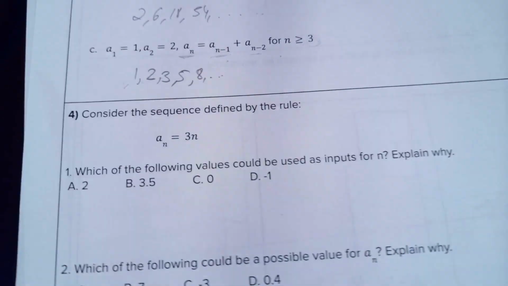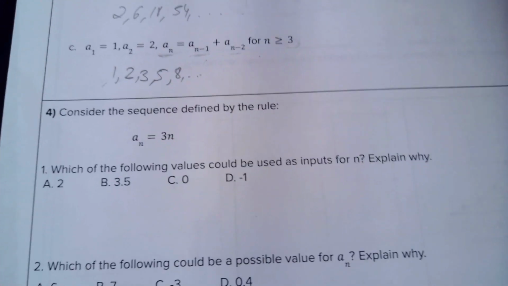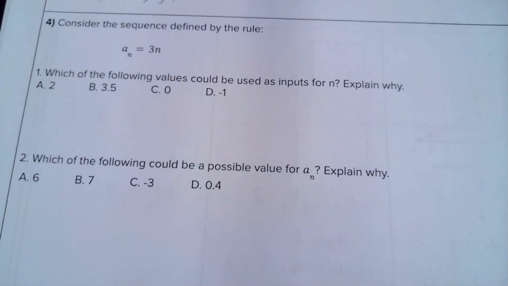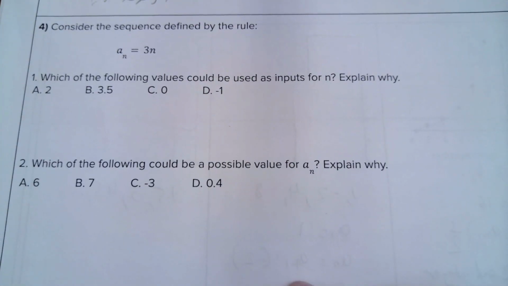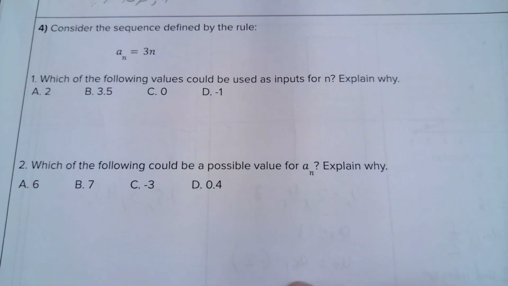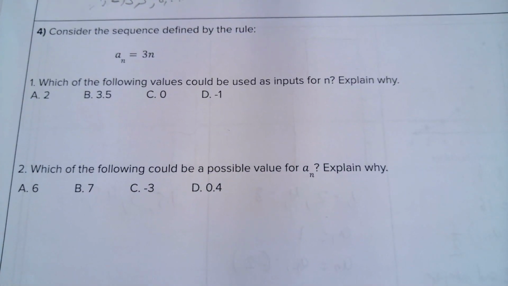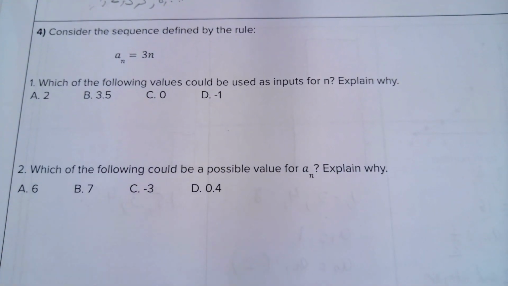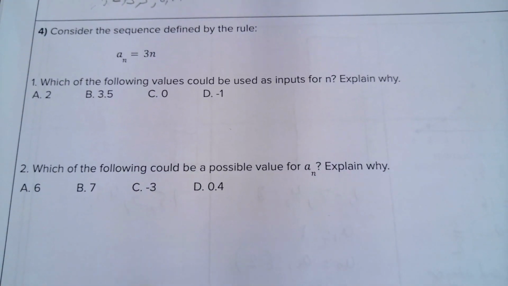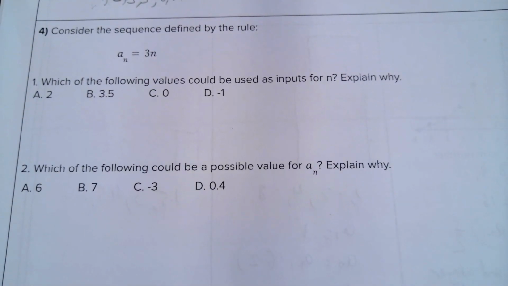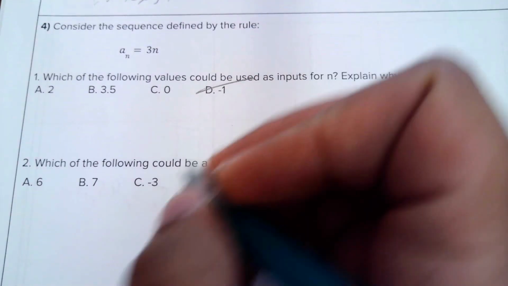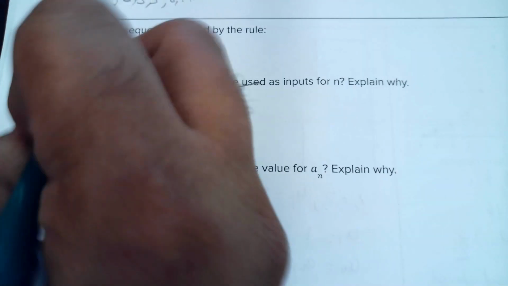Consider the sequence defined by the rule a sub n equals 3n. Which of the following values could be used as inputs for n, and explain why? Whenever we talk about n, what do we say? We say n has to be greater than or equal to 1, an integer, right? That's what we've been saying. So D cannot be an answer, C cannot be an answer, so A is your answer.